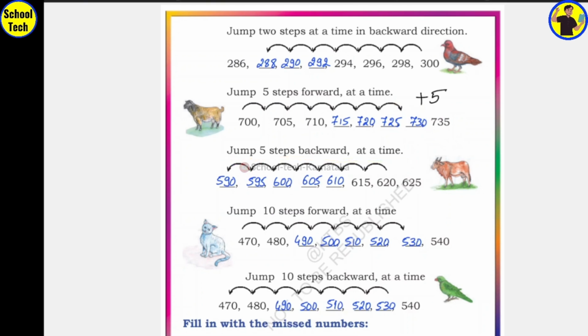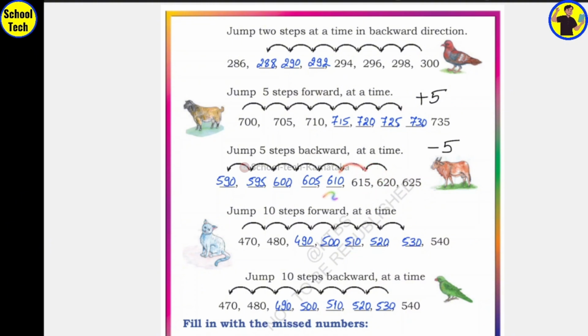To jump 5 steps backward, we need to subtract 5 from the given number. So the first number given here is 625. So 625 minus 5, we get 620. 620 minus 5, 615.